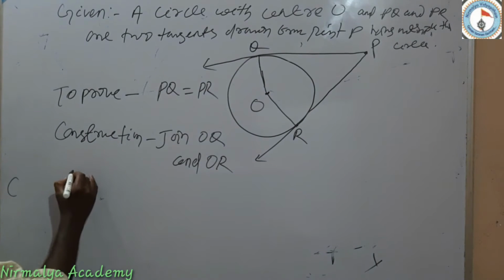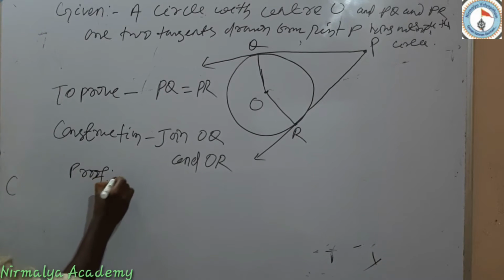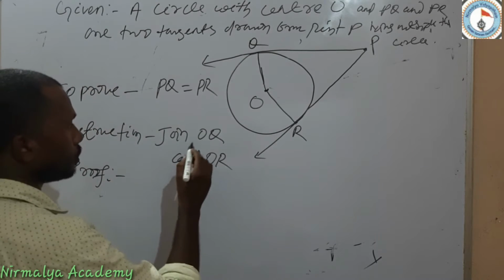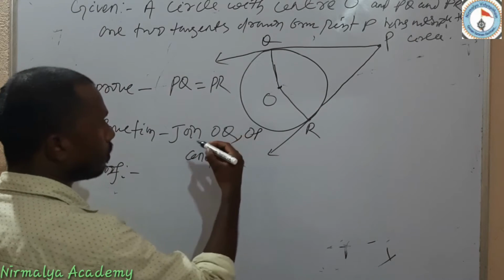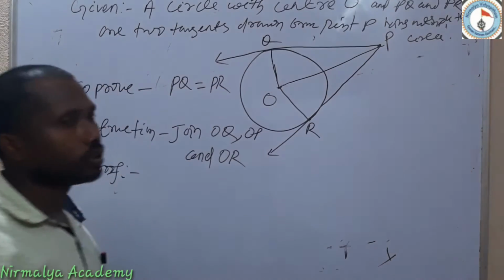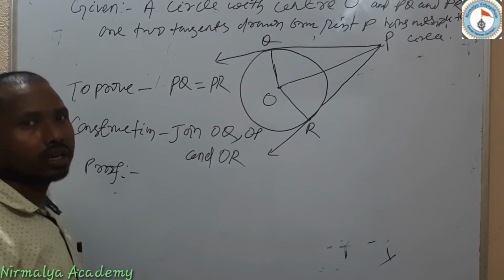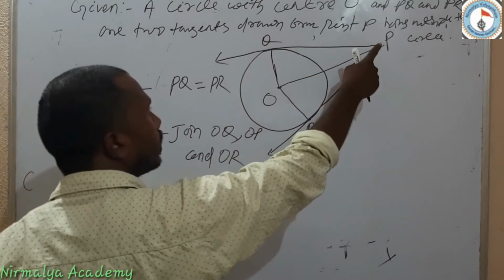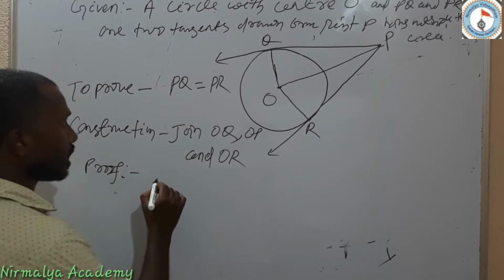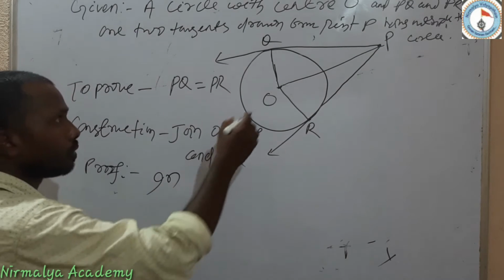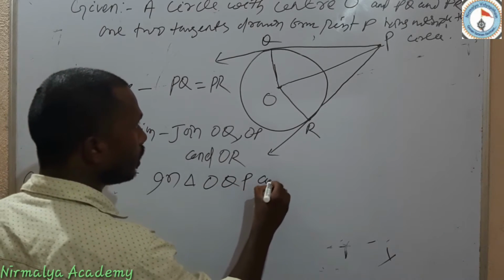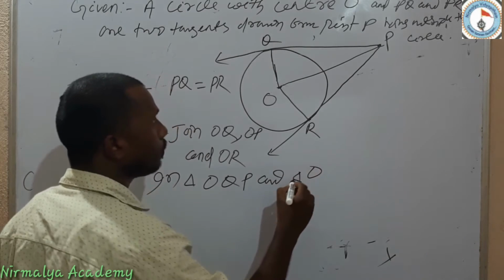Then we will prove. So join OQ, OP and OR. And P also has to be joined. So now we'll see there are two triangles, one is POQ and another is POR. So in triangle, or we can say that triangle OQP and triangle ORP.